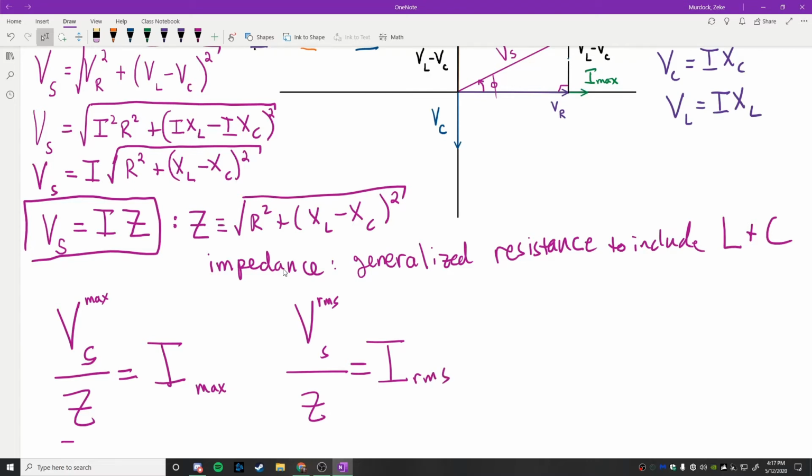Okay, this is a very simple relationship, right? The bigger the value of Z, the lower the current output. The smaller the value of Z, the larger the current output. It's just that simple. Does that make sense?